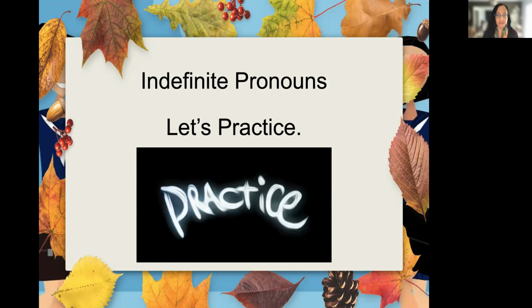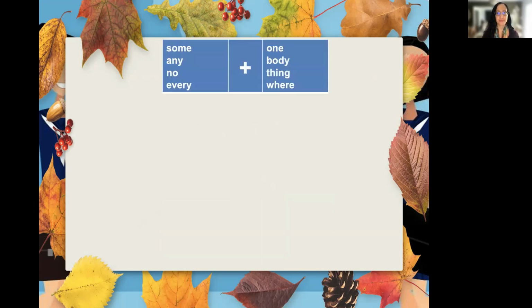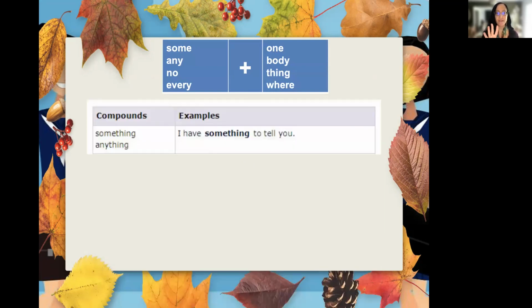And if it's not, go back to the lesson learning about some, any, and no, those three popular words. And then come back and learn these, okay? So now let's practice. Okay, so again, some, any, no, and every.